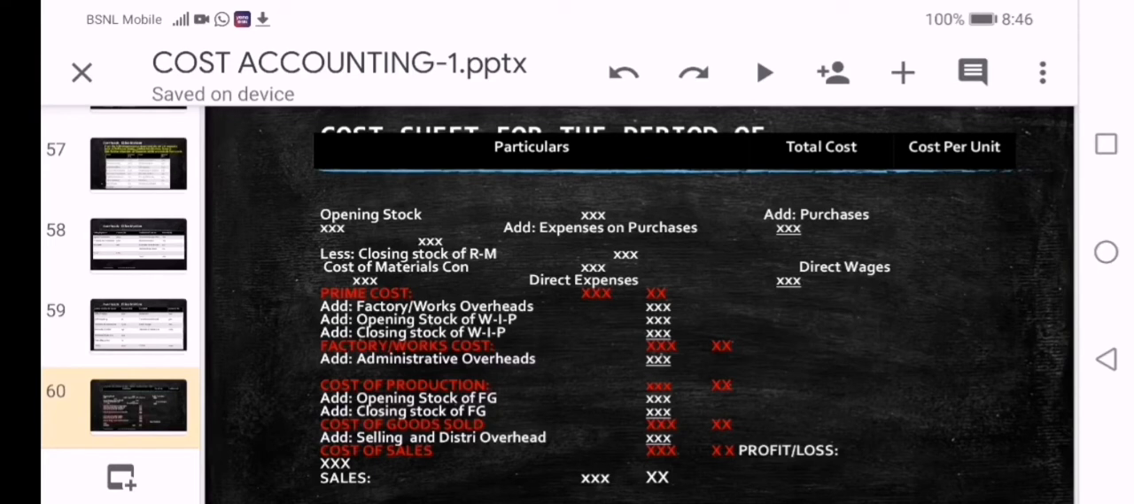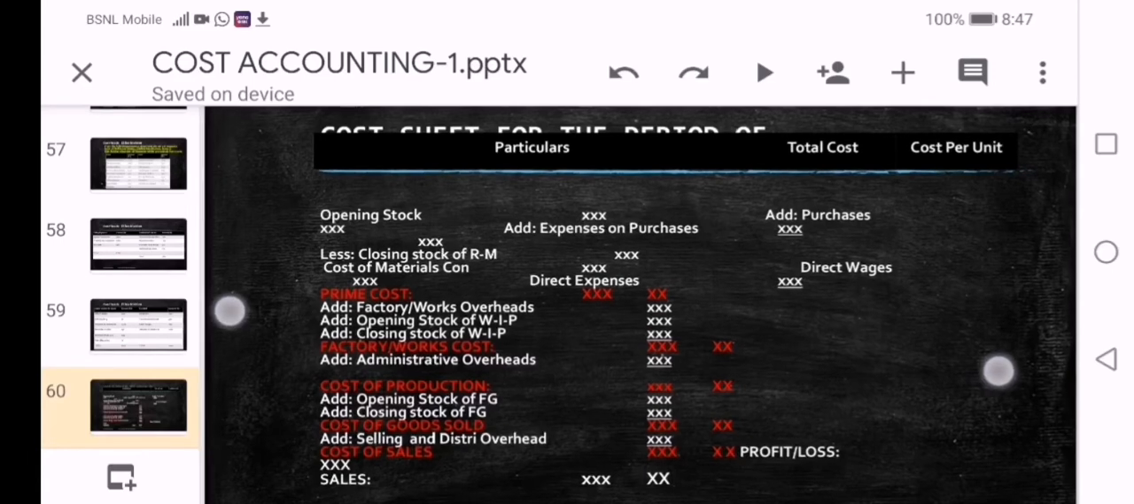Particulars, in which you write all the elements of cost. Similarly, total cost in the second column, cost per unit in the third column. Very first item you have to take is opening stock in the total cost column. So though there is some movement, just understand with voice explanation. Then you have to add purchases made during the year. Similarly, any expenses incurred during the purchases, that also you have to add.